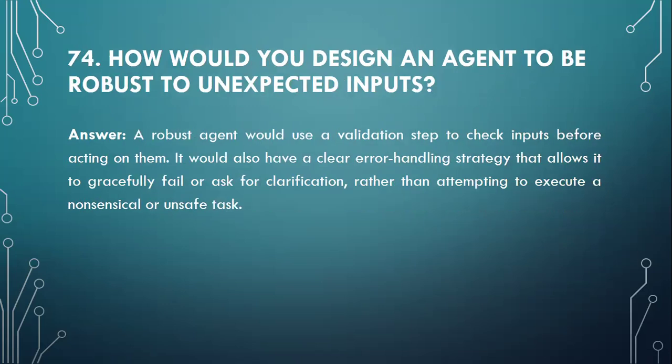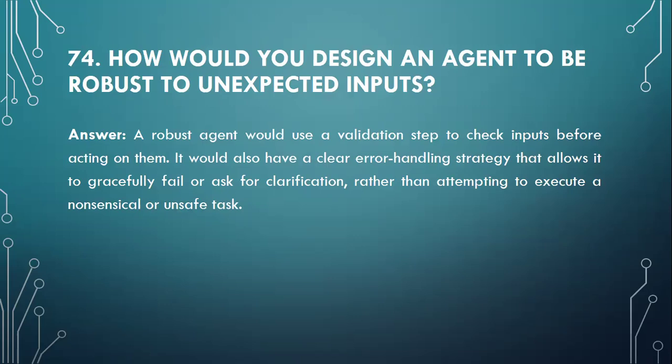Moving to question number 74. How would you design an agent to be robust to unexpected inputs? A robust agent would use a validation step to check inputs before acting on them. It would also have a clear error handling strategy that allows it to gracefully fail or ask for clarification rather than attempting to execute a nonsensical or unsafe task.